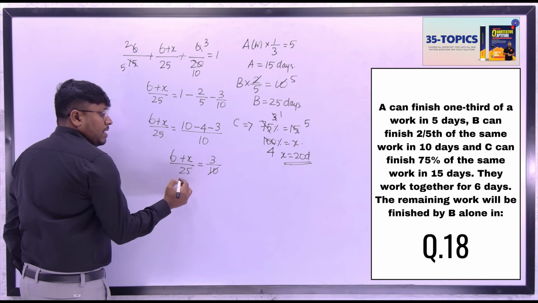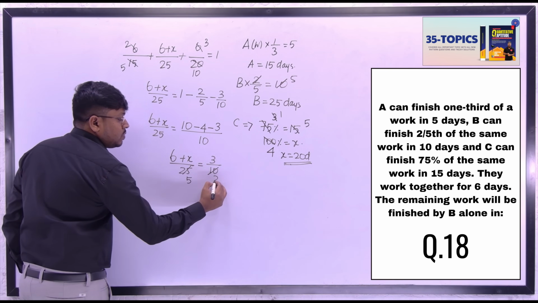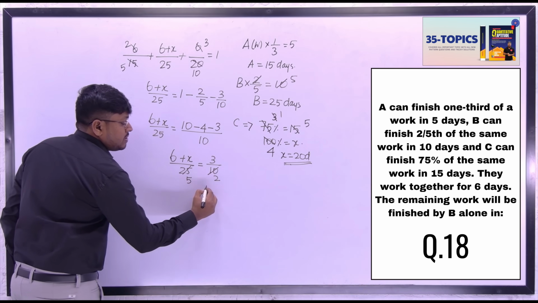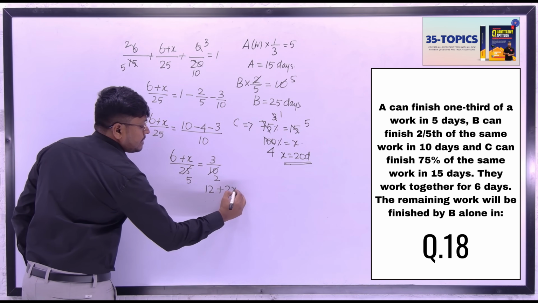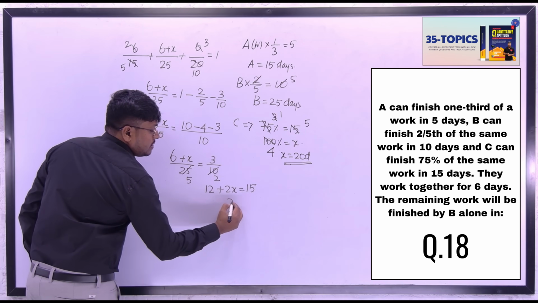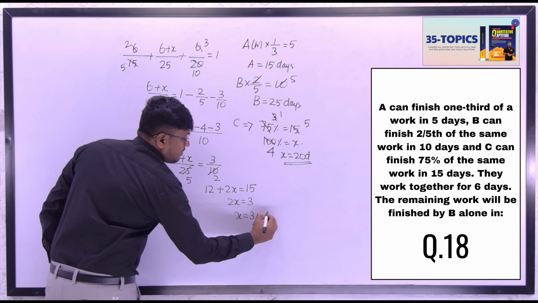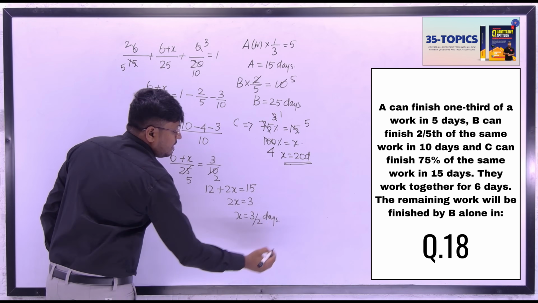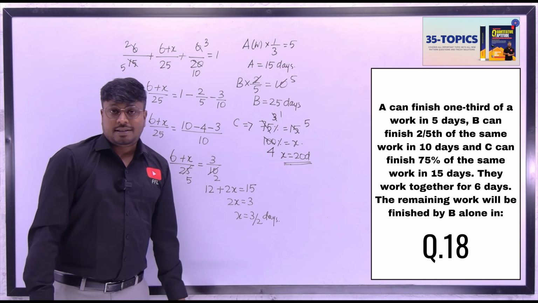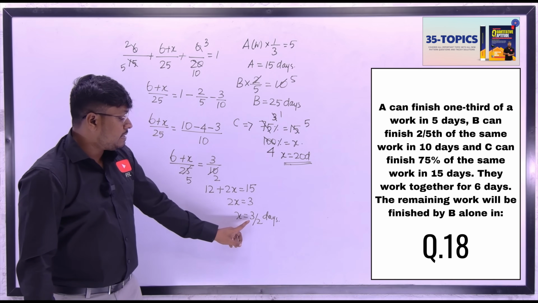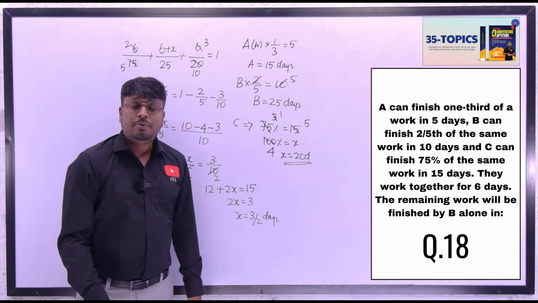So cancel it on 5 table. So 5 times 2 times, cross multiply it. So 12 plus 2x is equal to 15. So 2x is equal to 3. x is equal to 3 by 2 days. So finally we can say that the remaining work was completed by the second person B in 3 by 2 days, which will be 1.5 days.